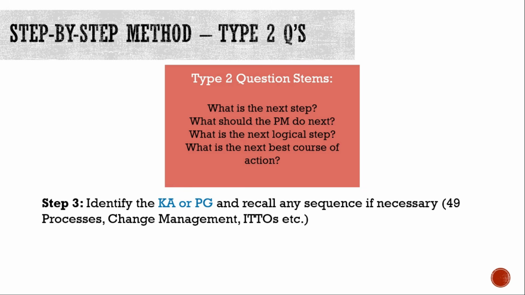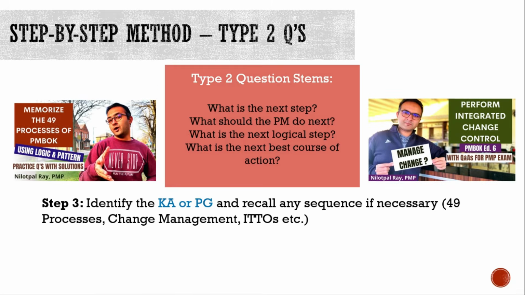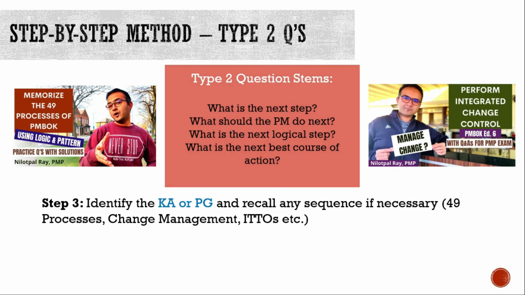So step 3 talks about that only: for these type of questions we need to identify the knowledge area or the process group and recall any sequence if necessary. Now mostly in my videos I have already talked of two sequences. The first sequence is page 61, table 4.1 of PMBOK edition 6, which talks about memorizing the 49 processes of the PMBOK. And the second sequence, which is very important, is the perform integrated change control sequence.